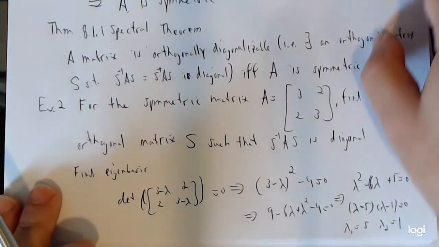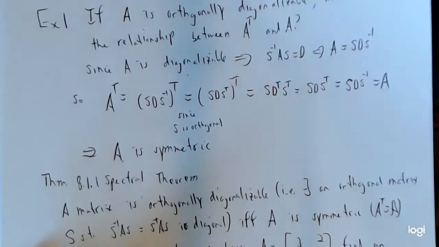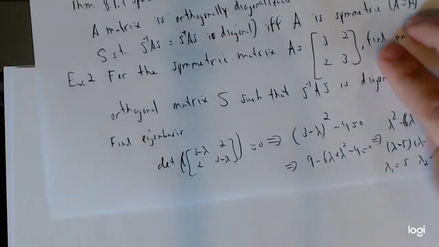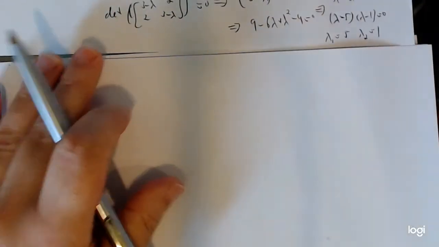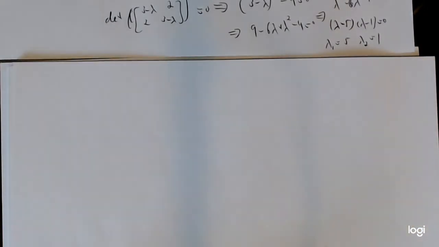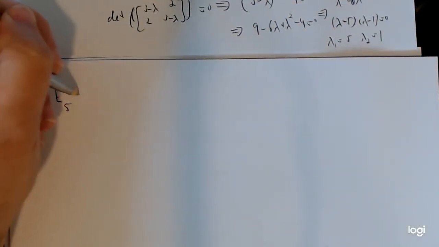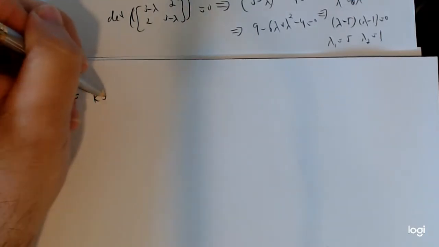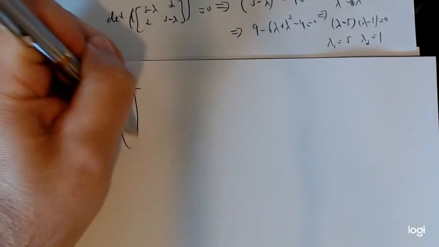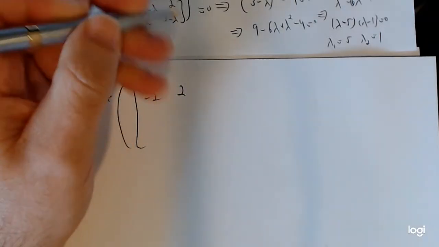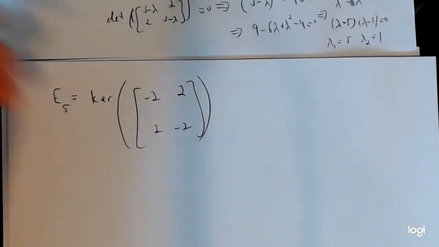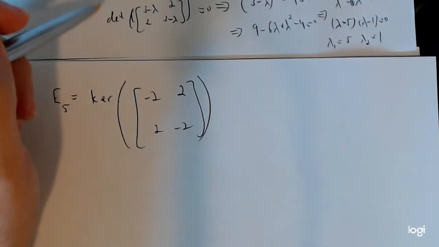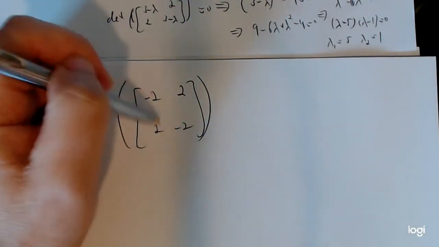Okay, so now that we found that, let me actually move this up so we could continue. So now that we have our eigenvalues, we're going to go after finding our eigenspace for each eigenvalue. The eigenspace for 5 is literally the kernel of, what does this become? It'll be negative 2, 2, 2, negative 2. And what is it that we notice? The kernel of this, we can just see it. These are exact opposites.